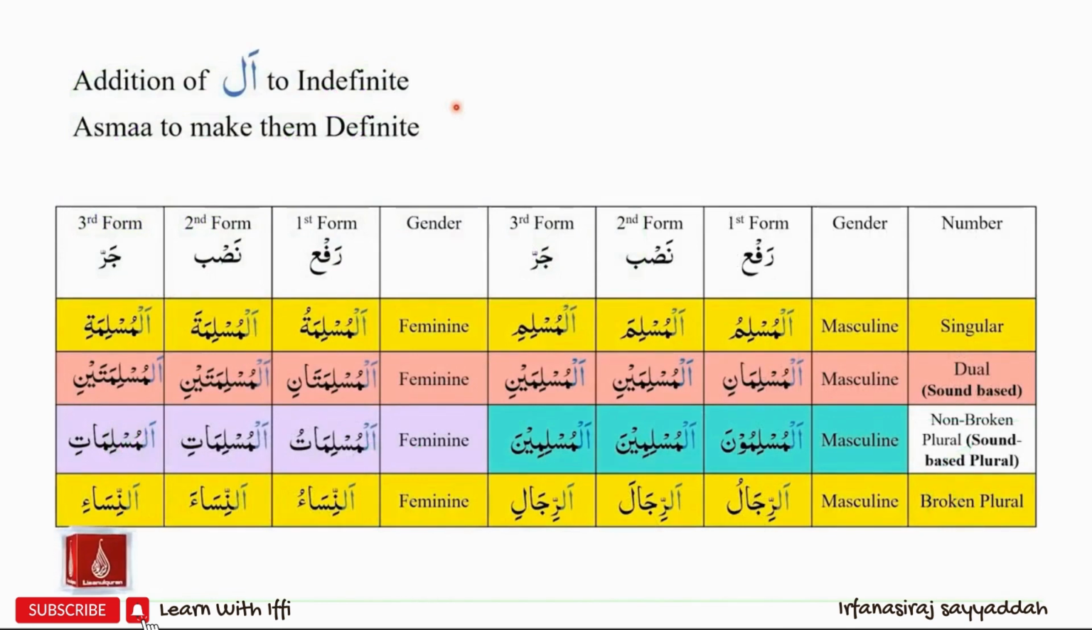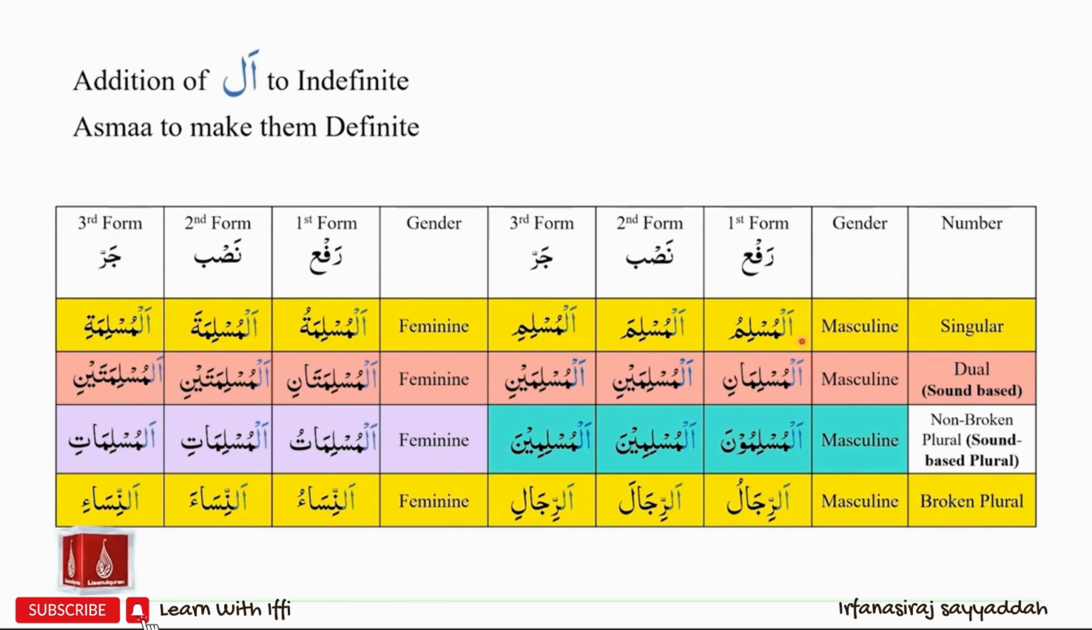We will now study the status chart with the addition of al. In the singular pattern, we used to have muslimun, musliman, muslimin, muslimatun, muslimatan, muslimatin. Those were all examples of indefinite asma. The addition of al will make those asma definite. And now we have al-muslimu, al-muslima, al-muslimi, al-muslimatu, al-muslimata, al-muslimati.